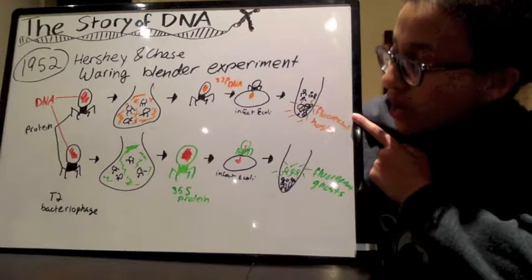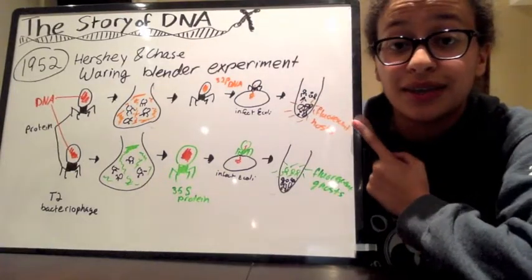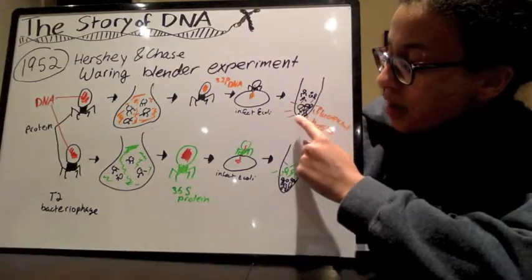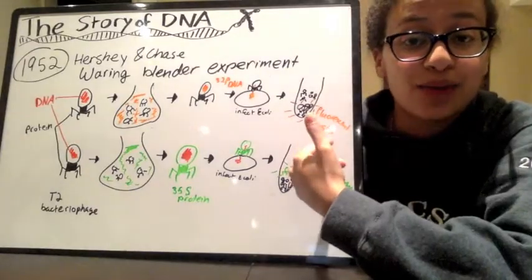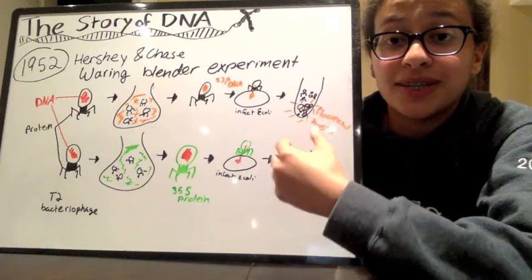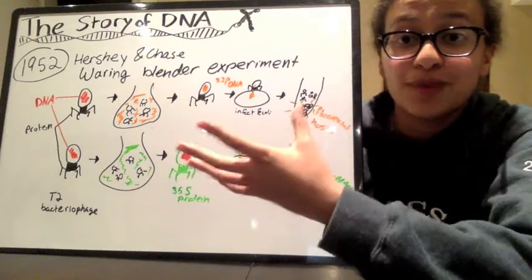But then if you look at the sample that had fluorescently labeled DNA, you could see the fluorescence in the infected E. coli cells. And what's cool about that is that it is going to be the DNA that's going to replicate within these hosts and then create your new bacteriophages.